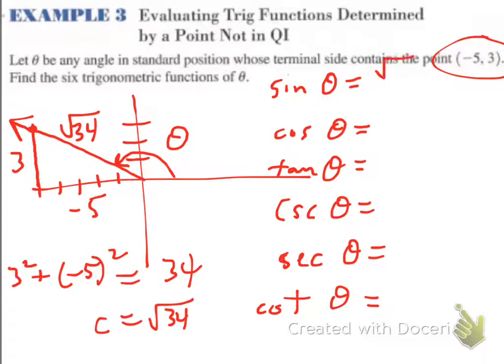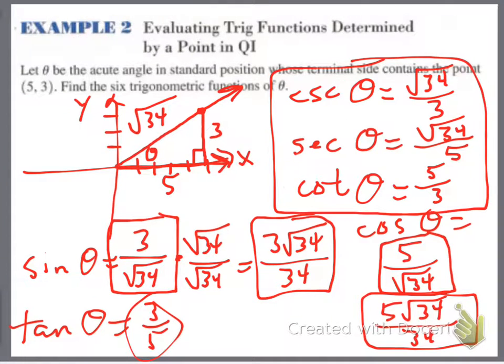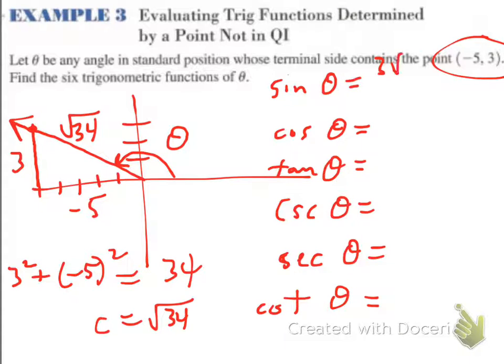So the sine is still, what was it over here? 3 radical 34 over 34? Same thing.